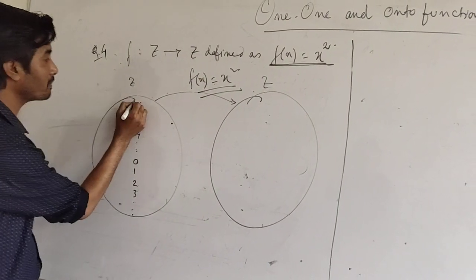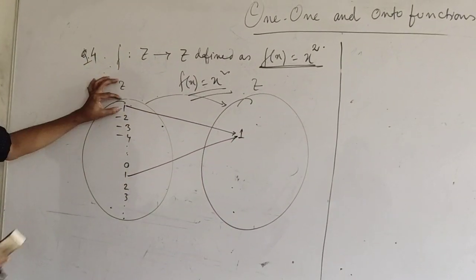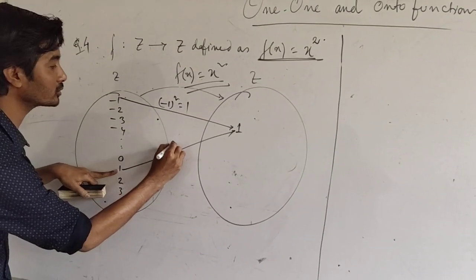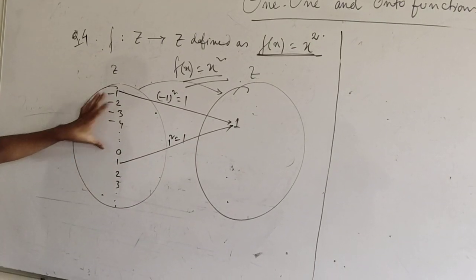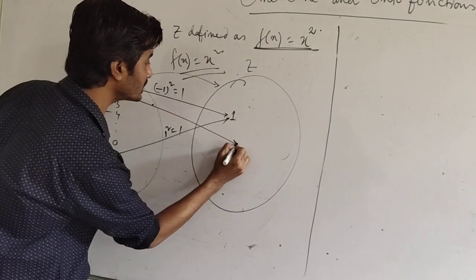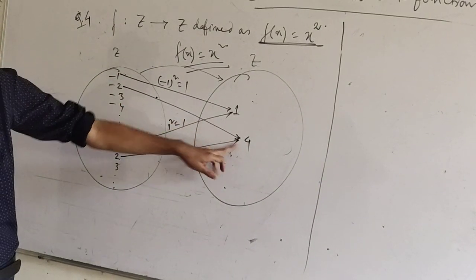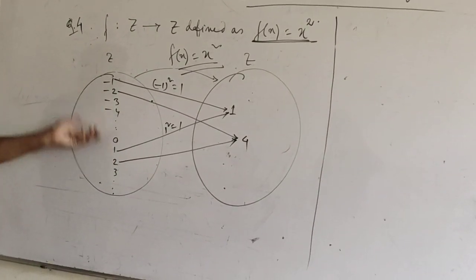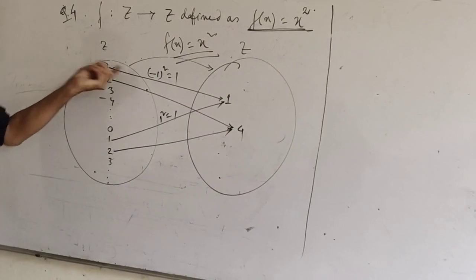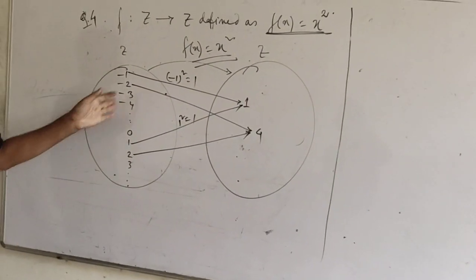Whatever value you take for x, this will give you the image x to the power 2. So clearly you see -1 will have image 1 and 1 will also have image 1, because the image of -1 is (-1) squared, which is 1, and for 1 you get 1 squared equal to 1. These two distinct elements have the same image 1. Similarly, -2 will have image 4 and 2 will have the same image 4, because (-2) squared is 4 and 2 squared is 4. Distinct elements have the same images. Therefore this function is not a one-one function. In fact, this is a many-one function, because many elements in the domain have the same images.